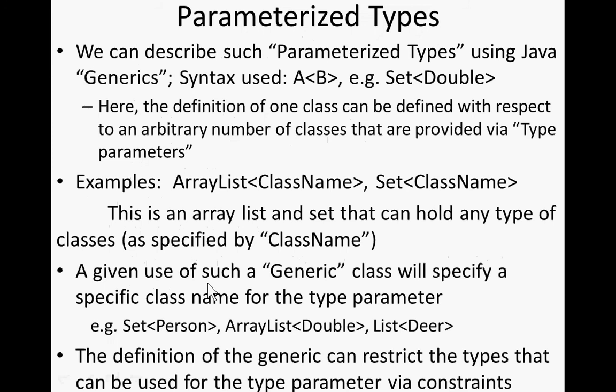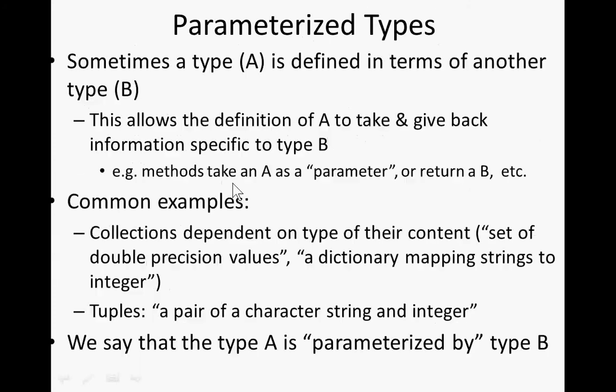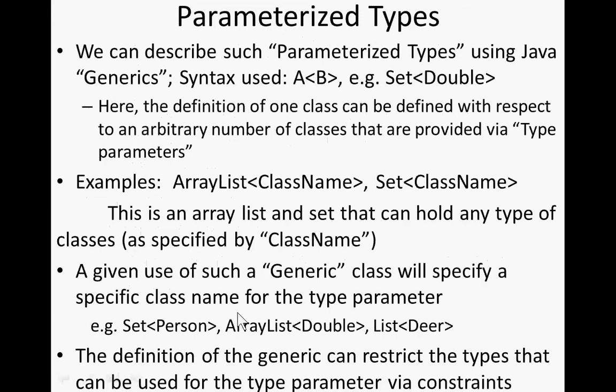Sometimes we have what's called parameterized types, and they look like this, and they will appear in any logic. So we have array list of person. We have set of person, list of deer. Often it's for collections, although not always, but often it's collections. And we might want to say, like, we have a set of double precision values, or a set of deer, or a list of deer, array list of deer. So here's an array list, for example, of double precision numbers, or a set of persons, or a list of deer.